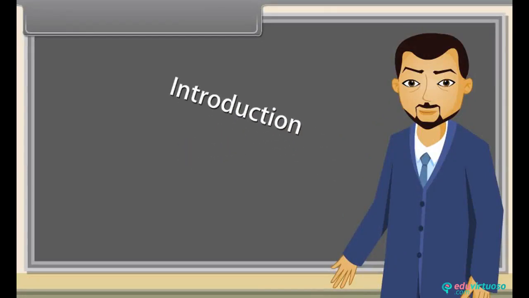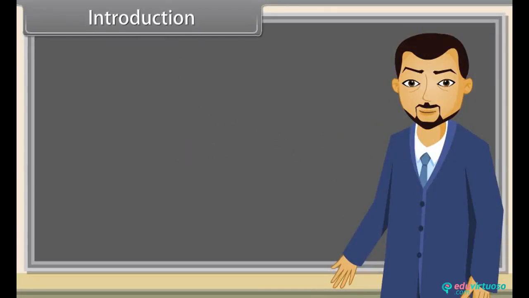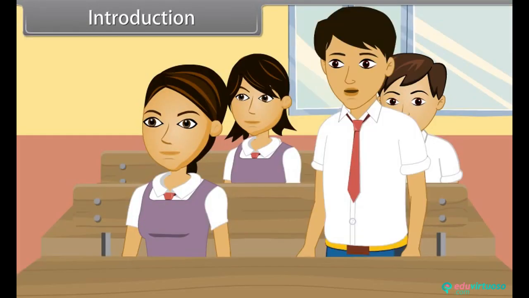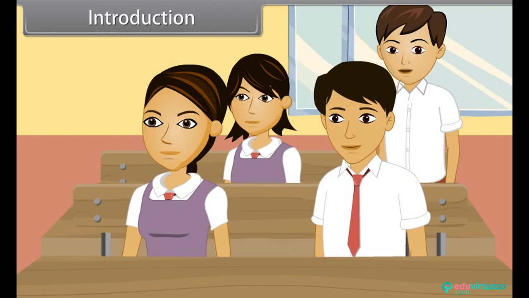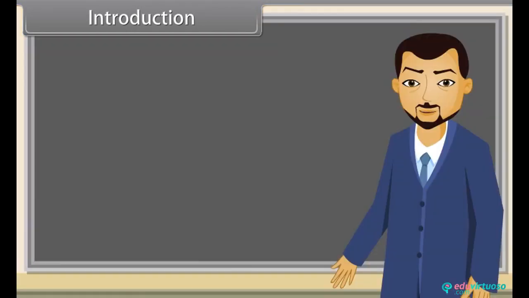Introduction. Can anyone tell me what are polynomials? A polynomial is made up of terms that are only added, subtracted, or multiplied. Very good. And what do we call the polynomials having degree 1? Linear polynomials. And second degree polynomials are called?